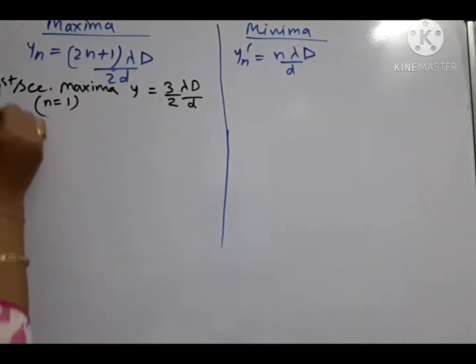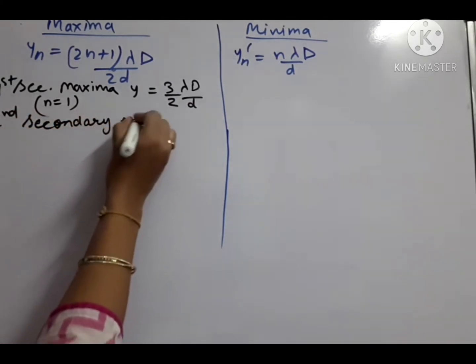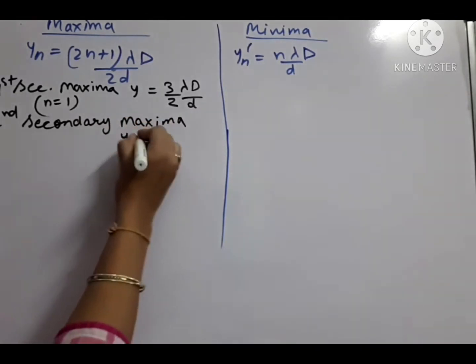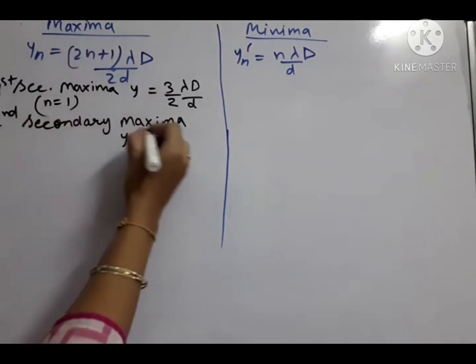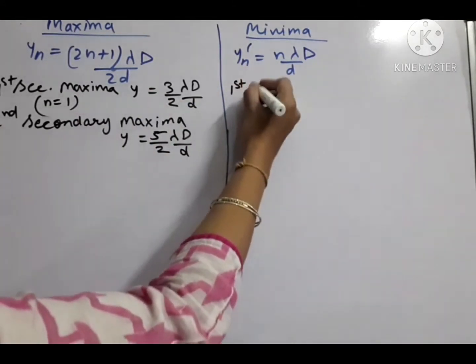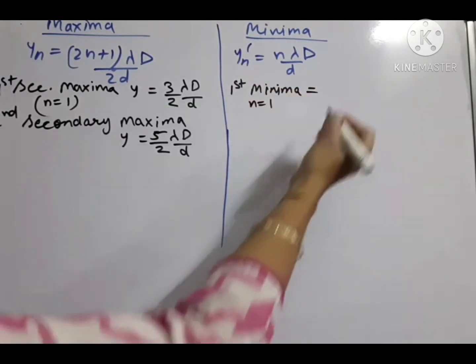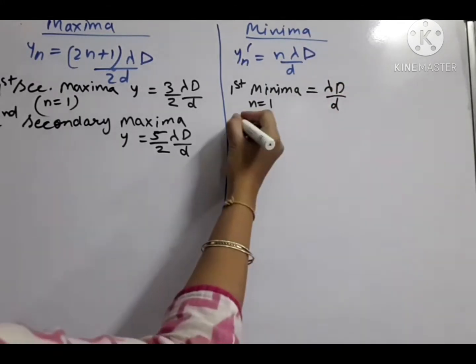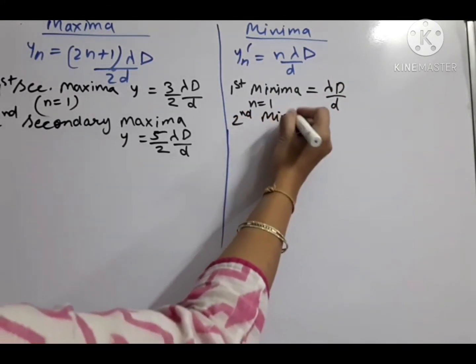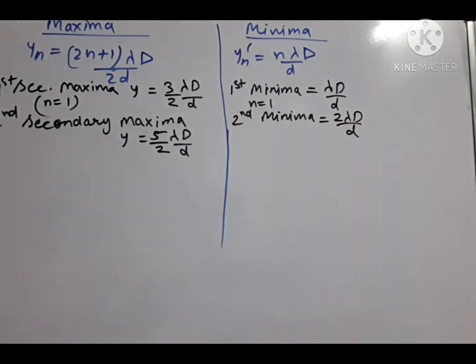In the same manner, if the second secondary maxima displacement is needed, put n equal to 2, so it will become 5 by 2 lambda D by d. In the same manner here, if the first minima is asked, then also put n equal to 1, so it will become lambda D by d. If the second minima is asked, put n equal to 2, it will become 2 lambda D by d. So this way these are needed for numericals clearly.